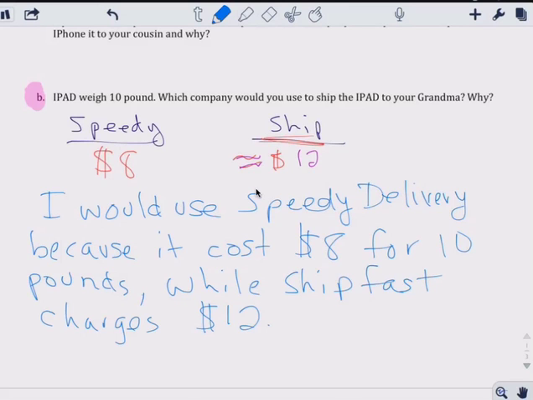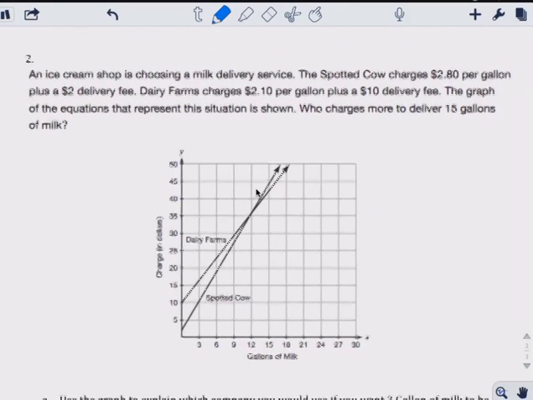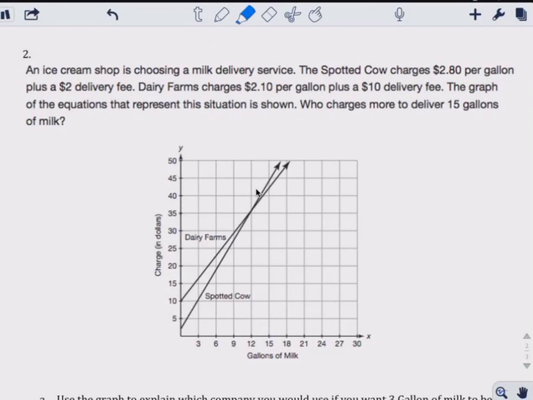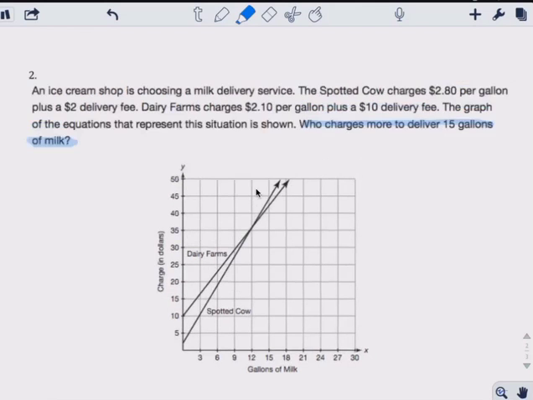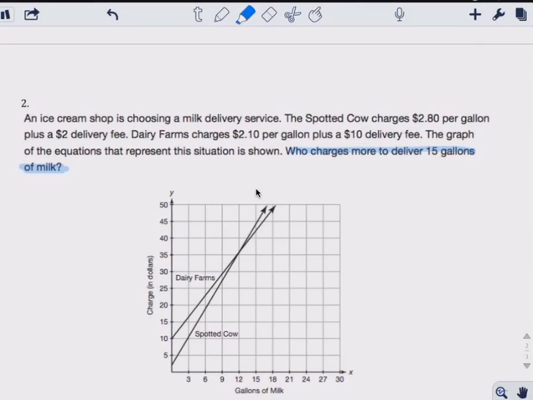Okay, let's look at the back. I want you to read and answer that question for number 2 using the graph. On the back, look at what I highlighted. Highlight that, underline that. That's what you're going to answer. I want you to circle that actually, because that is the question you're answering.